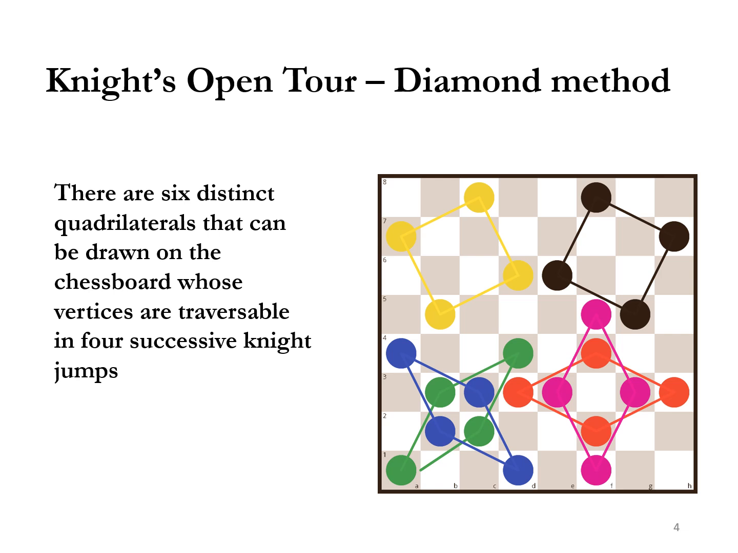There are 6 distinct quadrilaterals that can be drawn on the chessboard whose vertices are traversable in 4 successive knight jumps. 2 of them are congruent squares, and the other 4 are 2 pairs of congruent rhombuses. These are all drawn on the diagram. 4 of these shapes can be drawn in a single quarter of the chessboard. We will use these 4 quadrilaterals, the black and the yellow squares and the green and the blue rhombuses, to construct the knight's tour.